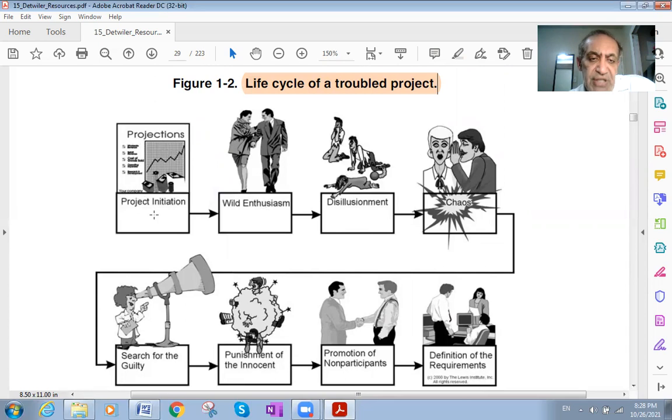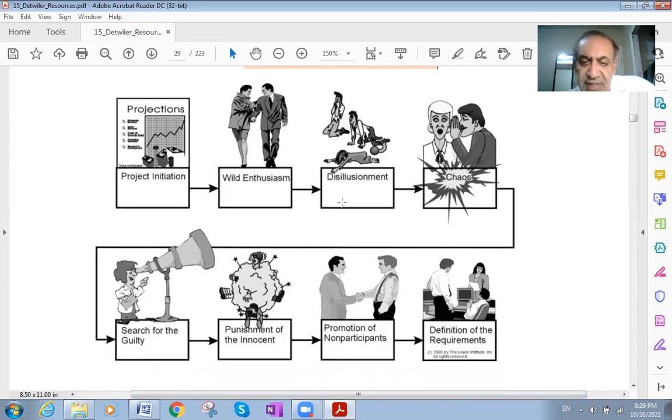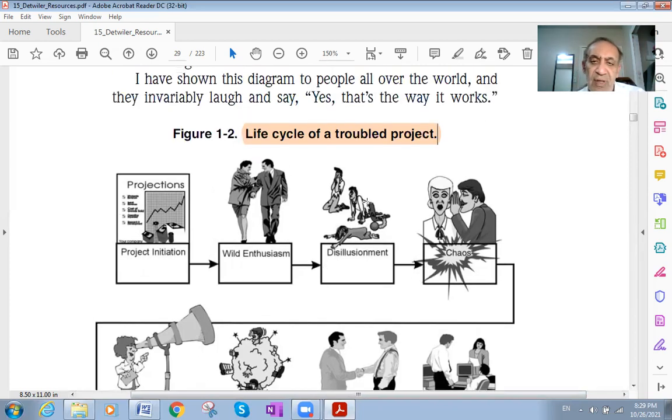with project initiation, the ideas and wild enthusiasm, okay? Disillusionment, then choice, then search for the guilty, who is mistaken, punishment for the innocent, promotion for the non-participants, definition of the requirements. Look at this, how it goes. This is a troubled project because it goes in a wrong way.